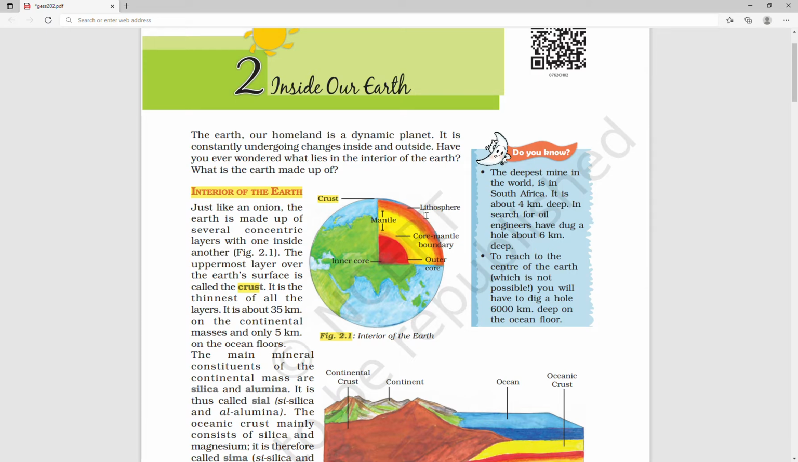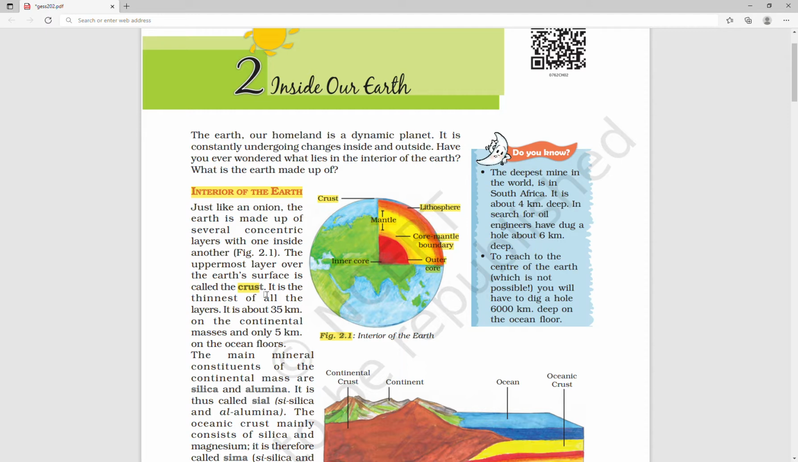The next is the lithosphere. It is the second layer. Then is the mantle, the third layer, and the fourth one is the core-mantle boundary. Here this is the core and this is the mantle. That boundary is this line. Now there are two types of cores: the inner core and the outer core. The outer core is outside and the inner core is inside, deep.